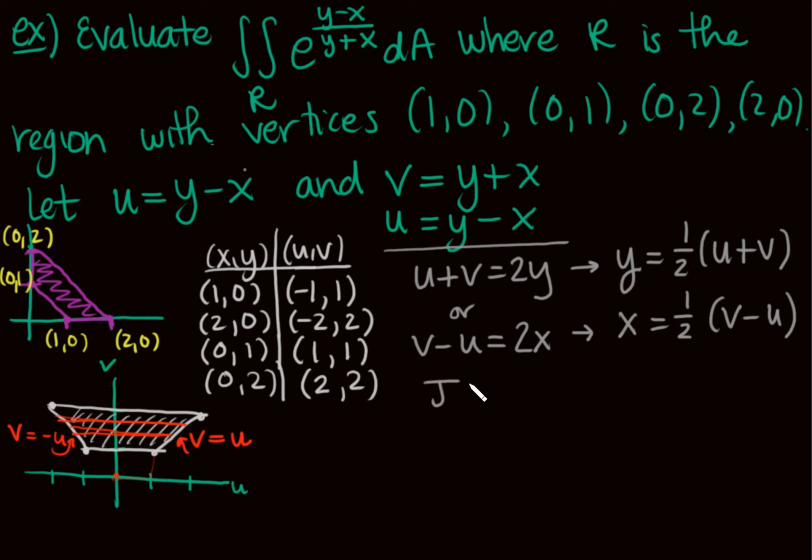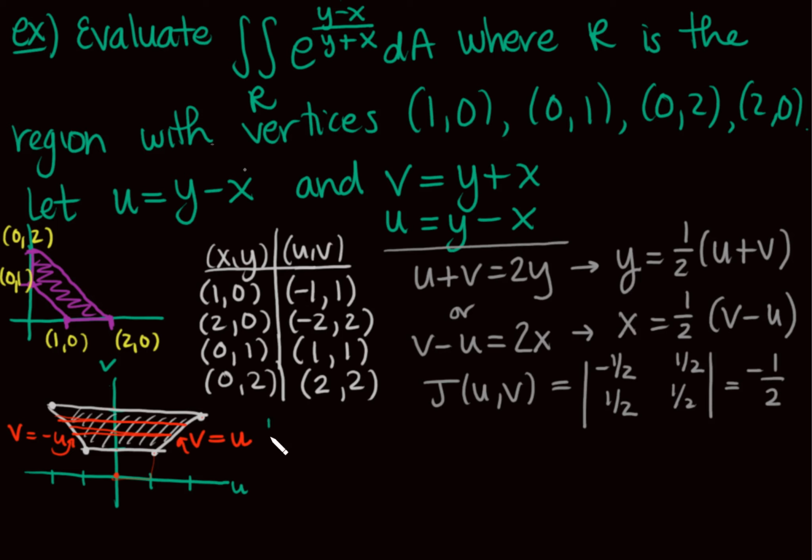So the Jacobian of uv here is going to be the partial of x with respect to u, that's a -1/2. Partial of y with respect to u is 1/2. Partial of x with respect to v is a positive 1/2. Partial of y with respect to v is a positive 1/2. And if you do this, what we end up getting is a -1/2, because you get a -1/4 minus 1/4, which is a -1/2. And then, of course, we're going to take the absolute value of that for the Jacobian.